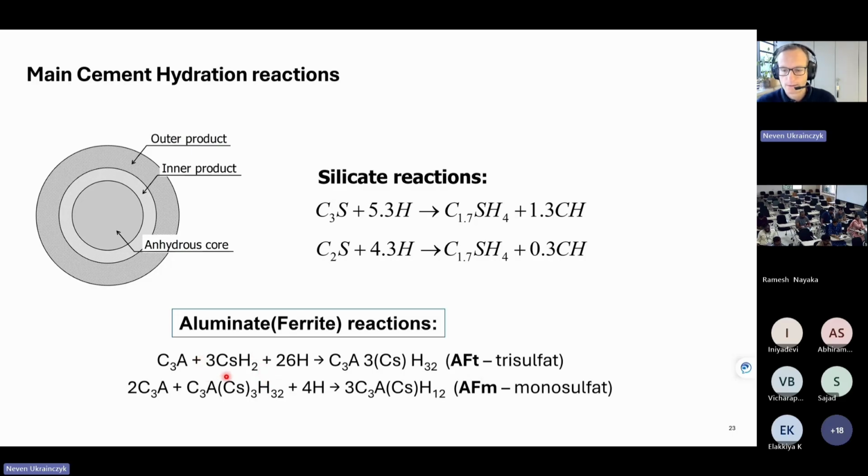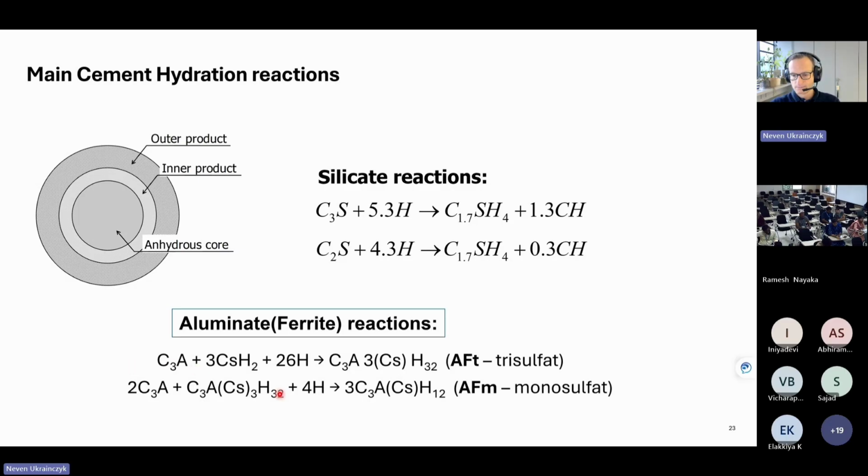So if you know how to write it in shorthand cement notation, then basically you know how to write the AFt. This is called aluminoferrite tri. It's called tri because we have 3 calcium sulfates. So basically it's C3A with 3 calcium sulfates and water. Yeah, water, you just need to remember that in ettringite, we have 32 molecules of water. And in monosulfate, we have 12 molecules of water. This is the only thing you should remember.